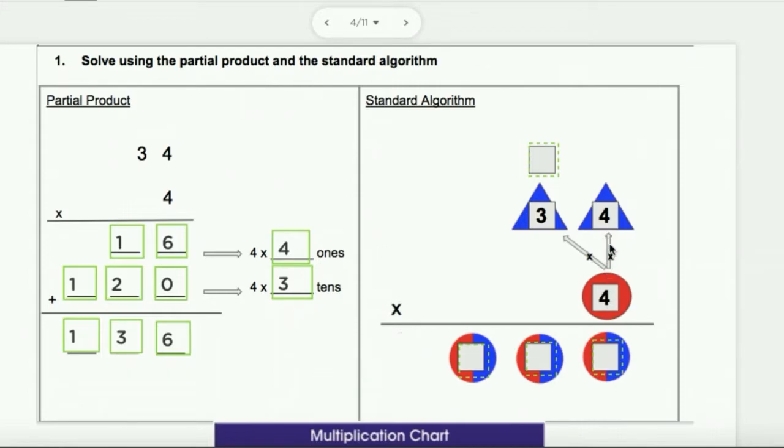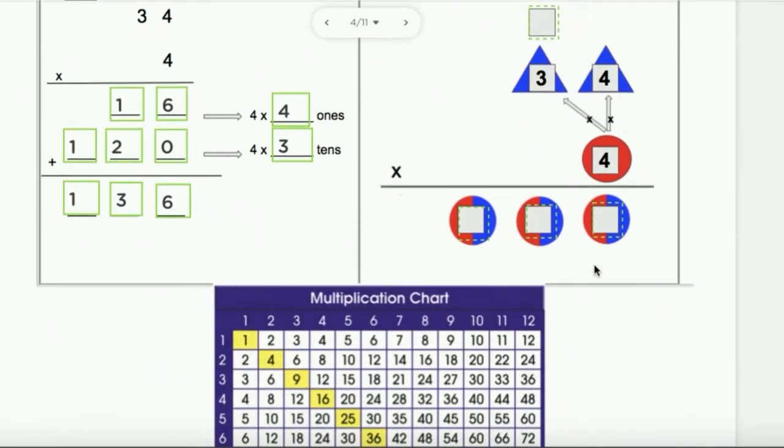What am I multiplying 4 by? Look where that arrow is leading to. What number am I going to be multiplying my red 4 by? Good. I'm multiplying it by 4. Looking at that chart, what's 4 times 4? Yes, 16. But can I put 2 digits in one place value? Absolutely not. So let's think back for a second.